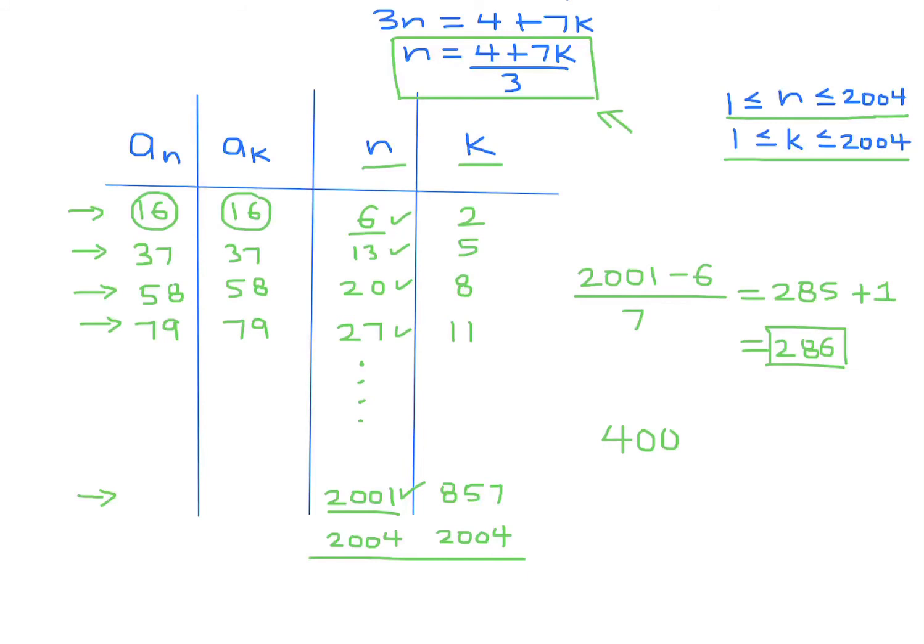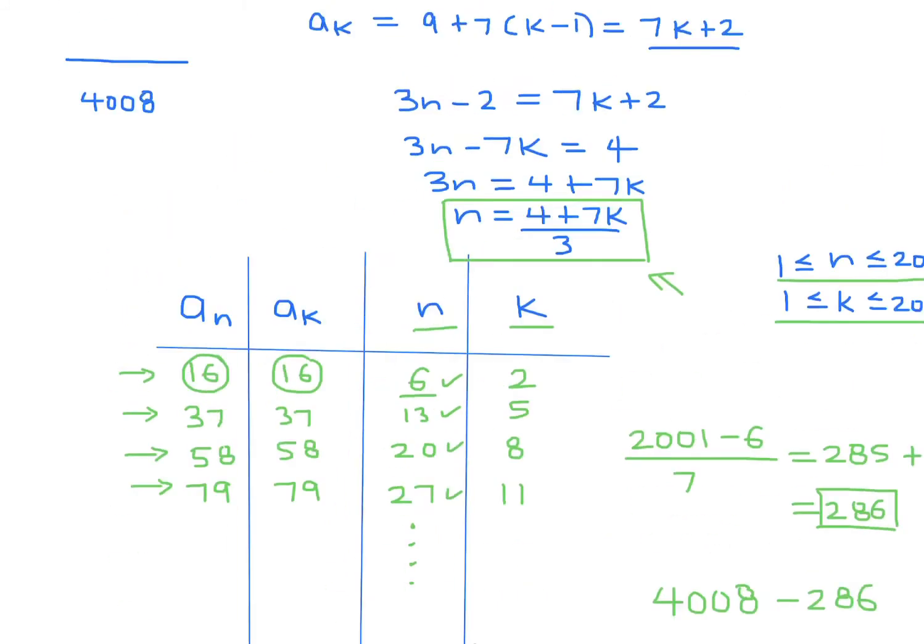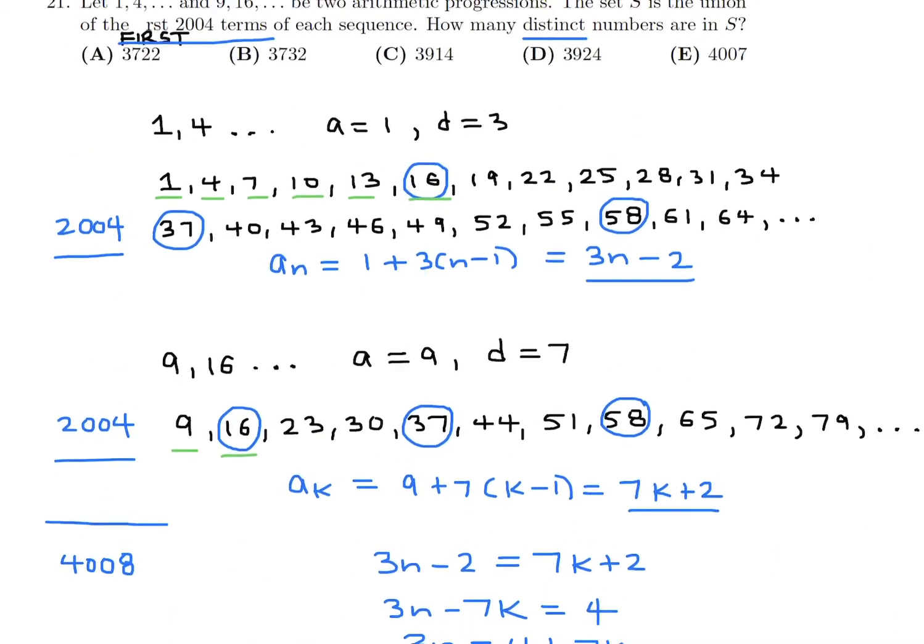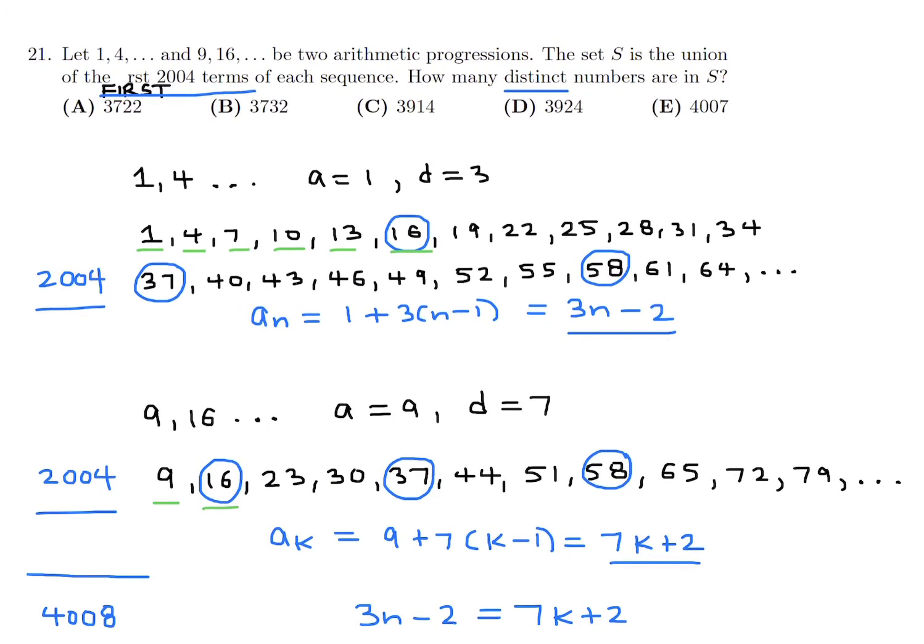So let's do that. 4008 minus 286, and that is equal to 3722. These 3,722 numbers will be unique. There will be no numbers double counted. So the answer, 3722 for 21, is A.